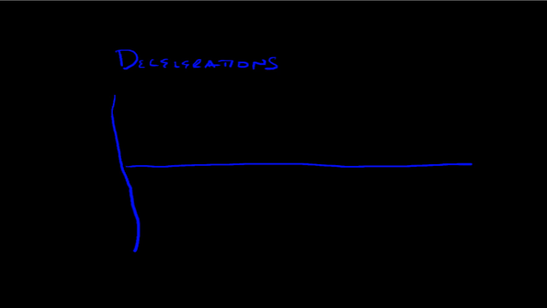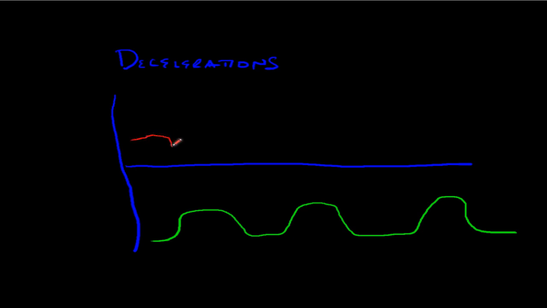Next are decelerations. And the timing of these is somewhat important based on where they happen with the contractions. Put some contractions down here. First type is going to be early. Second type is going to be late. And the third type is going to be a variable.